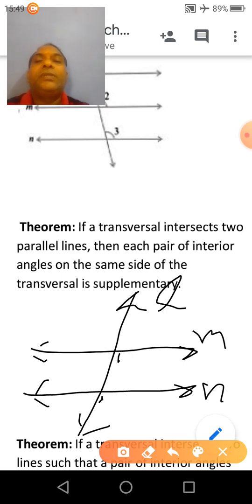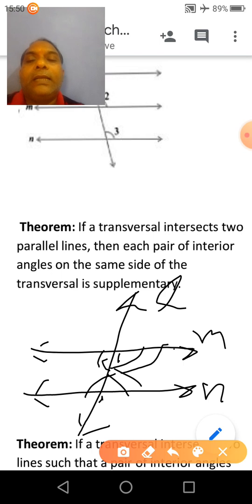Clear? So each pair of interior angles on the same side. So interior angle means this angle, interior angle on the same side of the transversal. So transversal is L, this angle plus this angle. These are interior angles on the same side of the transversal, supplementary, means the sum of these two angles will be 180 degrees, or the sum of this angle and this angle will be 180 degrees. Clear?